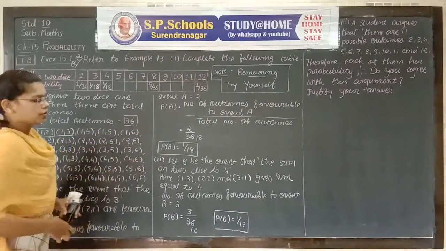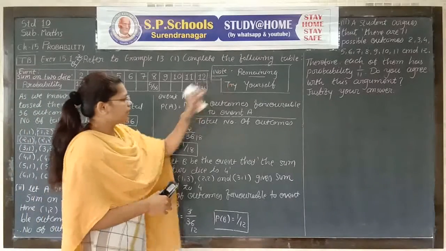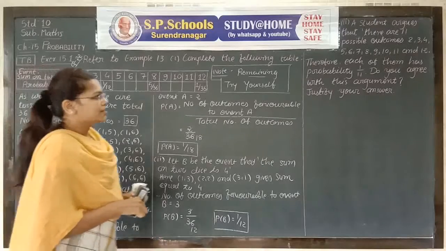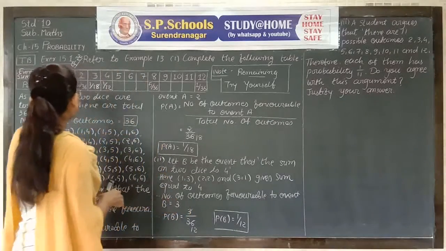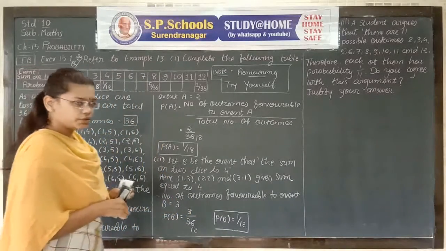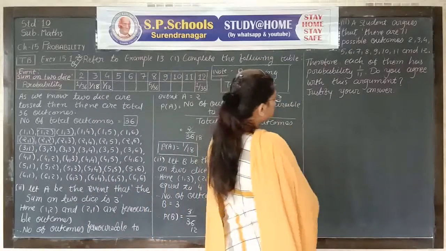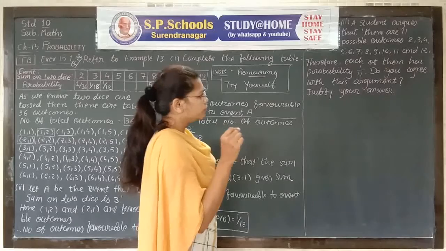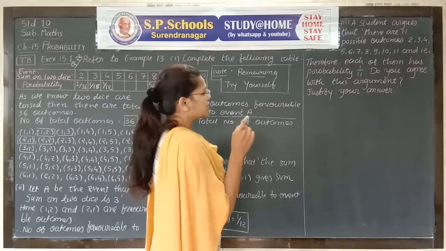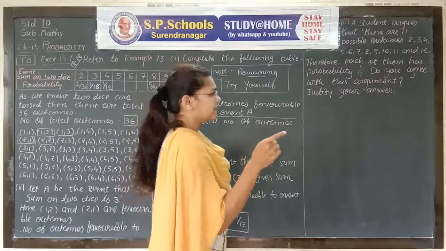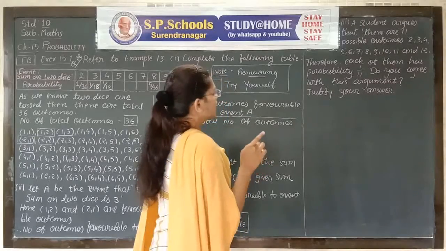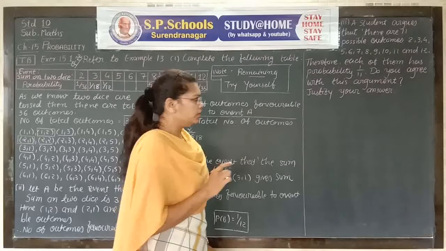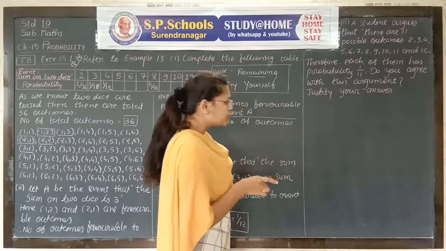The first question is completed. Remaining boxes are in your homework. Second number is the part of question number 22. A student argues that there are 11 possible outcomes 2, 3, 4, 5, 6, 7, 8, 9, 10, 11 and 12. Therefore, each of them has probability 1 upon 11. Do you agree with this argument?